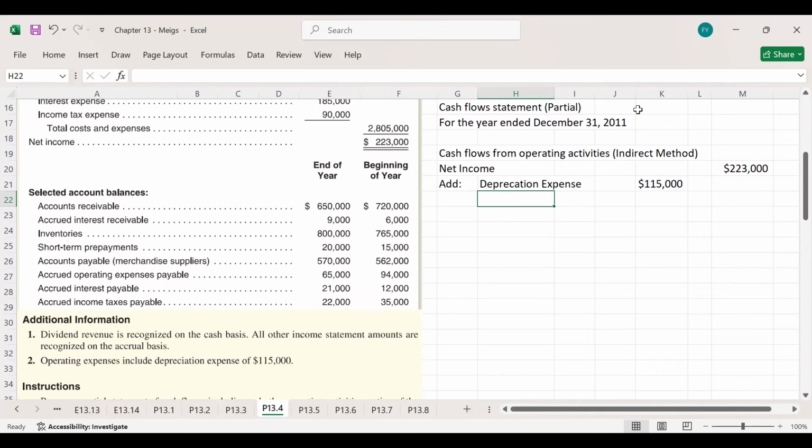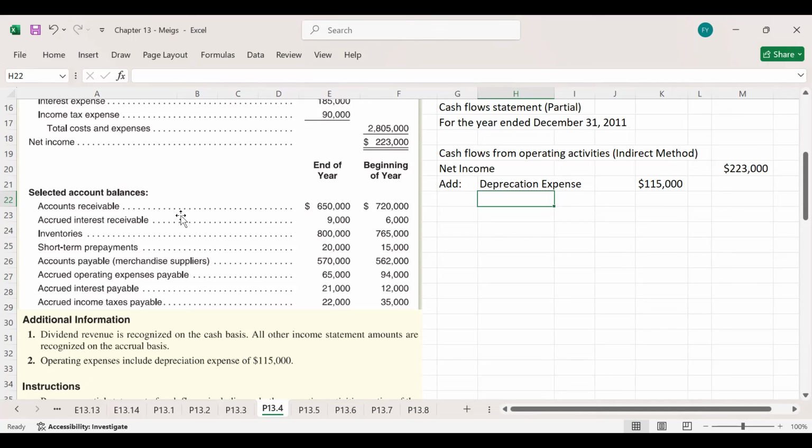For this, remember one thing: if there is an increase in current assets, this means that the cash flow will be decreased, and vice versa. And if there's an increase in current liability, then cash will also be increased. So in other words, while preparing cash flows from operating activities under the indirect method, all the current assets have an inverse association with cash flows, and all the current liabilities have a direct association with the cash flows.